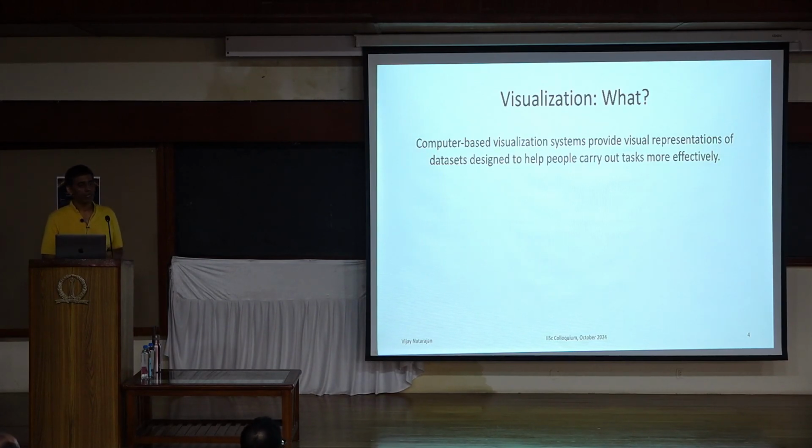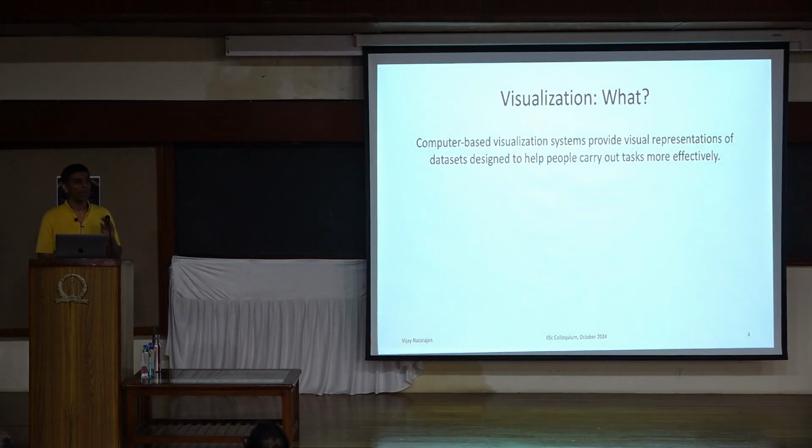Here is a definition of visualization. Computer-based visualizations, that's of course the focus here. There are other kinds of visualizations as well. Computer-based visualization systems provide visual representations. So the aim is to create a visual representation of data, and these representations are designed to help people carry out tasks effectively. A visualization discussion always has a human in the loop. This is kind of assumed. The visualization is meant for humans to carry out specific tasks.